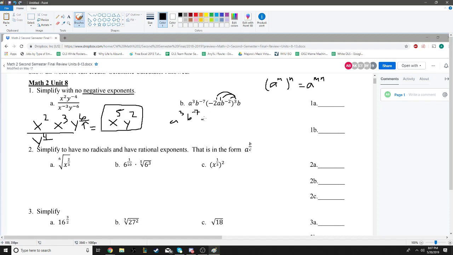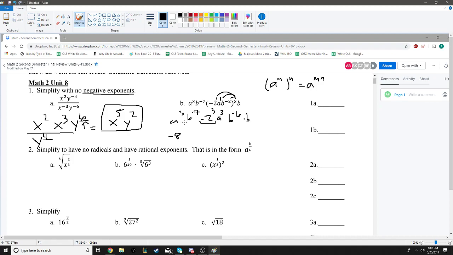This is going to be negative 2 to the 3rd power, a to the 3rd power, b to the negative 6 power, times b. Okay, so let's take care of the number first. Negative 2 to the 3rd power is negative 2 times negative 2 times negative 2, which is a negative 8.